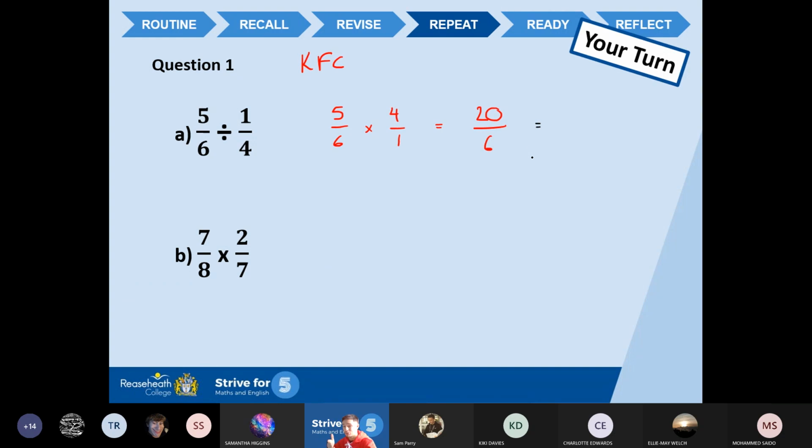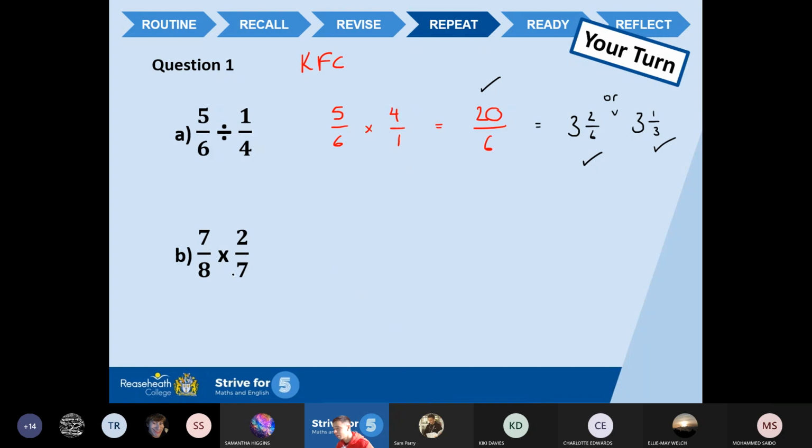But lots of you got 20 over 6, which is brilliant. How many 6s go into 20? 3 of them with a remainder of 2. And then you can put the bottom number as 6. And if you wanted to simplify that fraction, you could put 3 and then 1/3. So there's different options, different answers there, but if you've got 20 over 6, I'm happy. If you've got 3 and then 2/6 or 3 1/3, still happy.